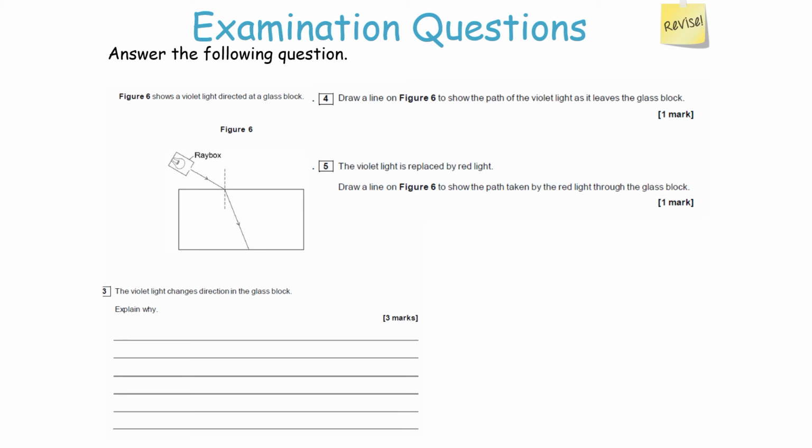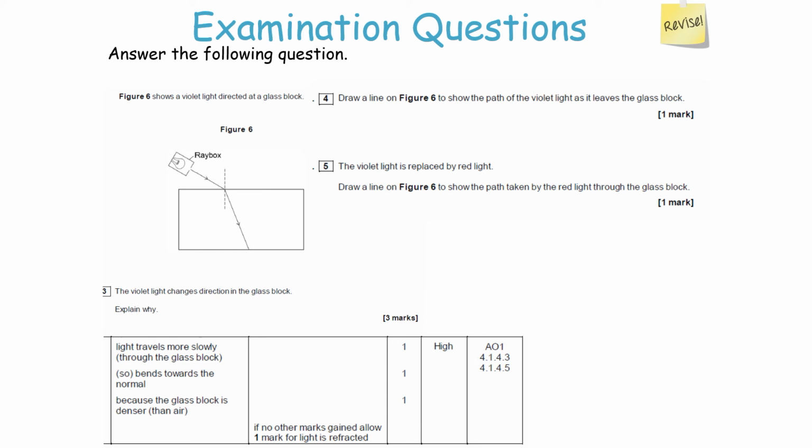Right, so the first one is basically asking you to explain what refraction is. So it's the idea that, like we said before, any wave, in this case violet light, will travel more slowly when it's going through a denser substance, such as a glass block. Now it will then bend towards the normal as it's doing this, because the slower it's going, the straighter the line will get, because the longer time it will take to go through. So the light travels more slowly, so bends towards the normal because the glass block is denser.